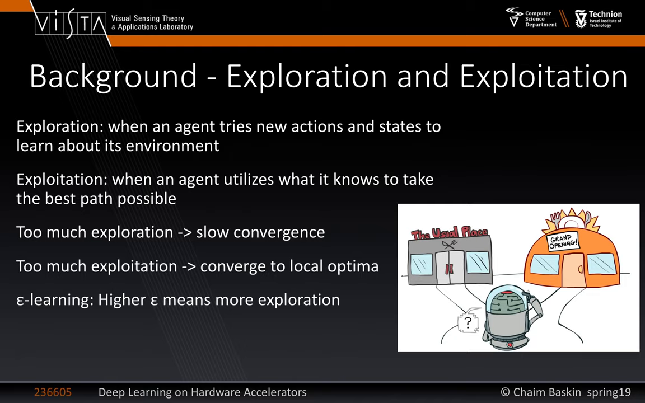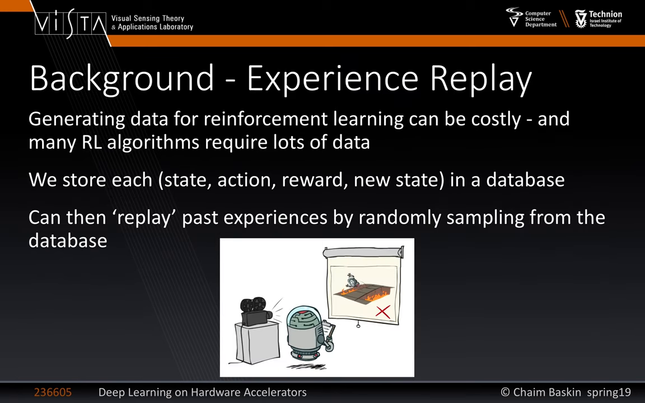So we have a good local optima that they are trying to be the global optimum or near the global optimum, and this is not a good local optimum. Okay, so epsilon-greedy: when we choose the parameters, epsilon means we actually make more exploration. Okay, so experience replay.